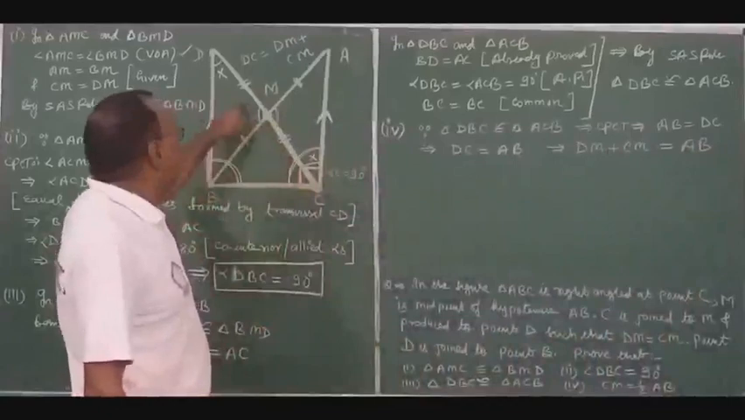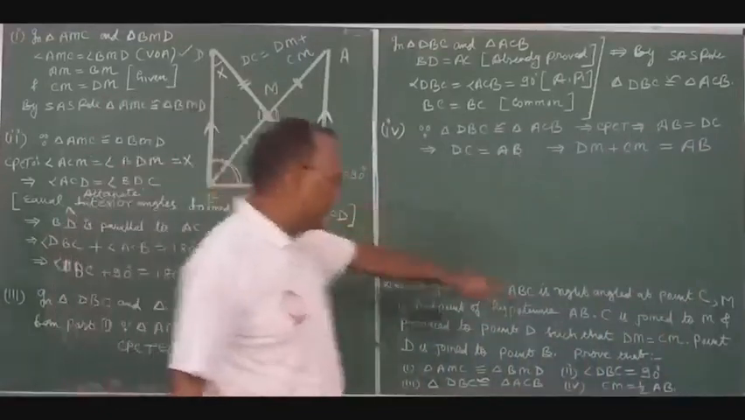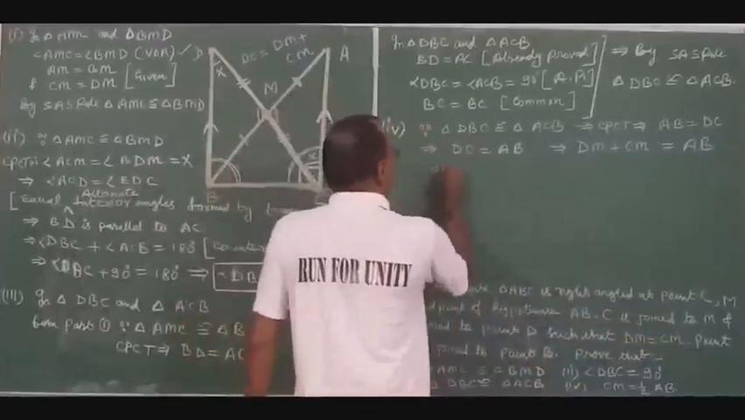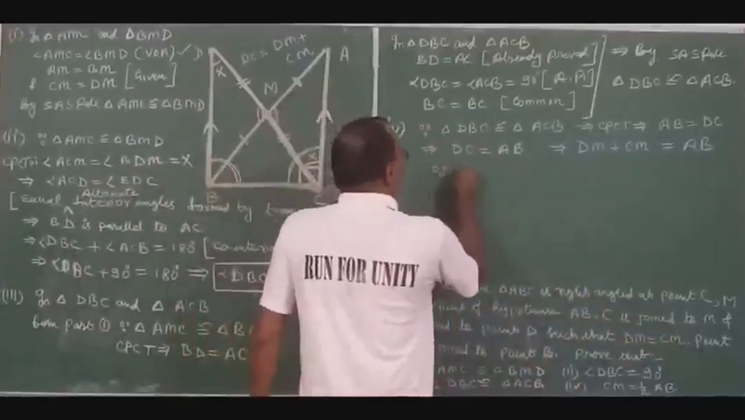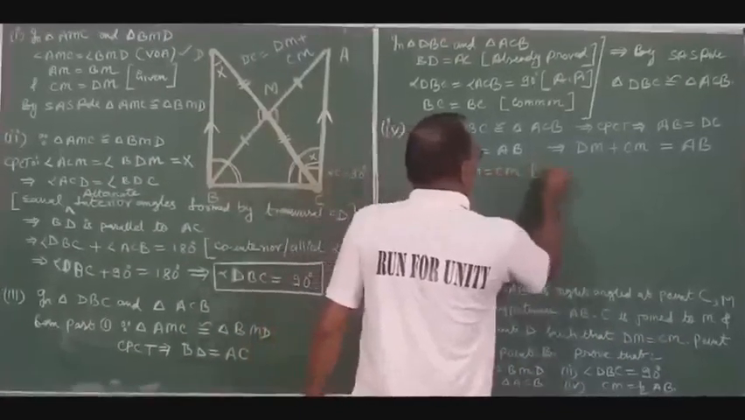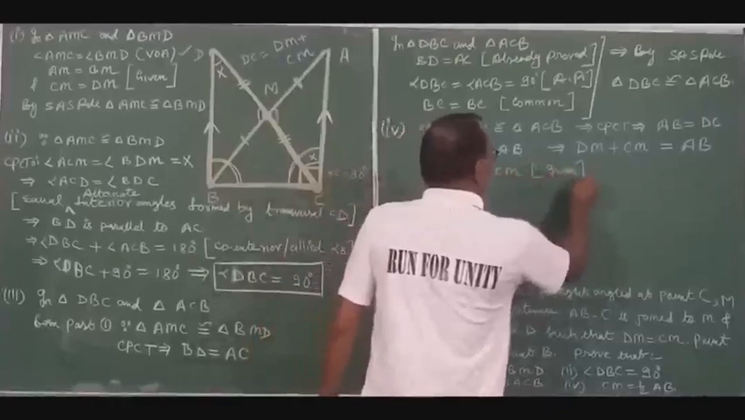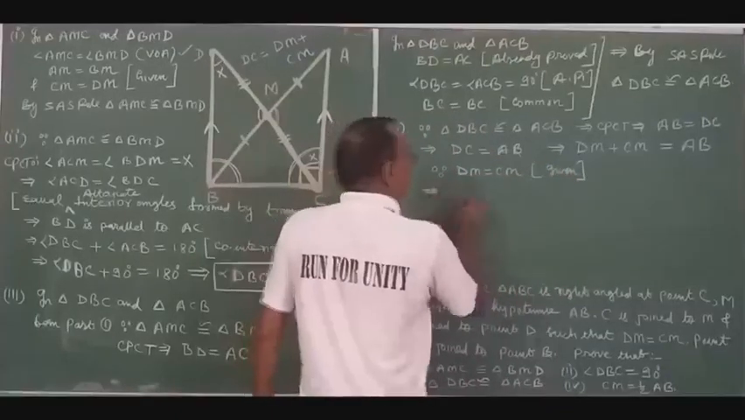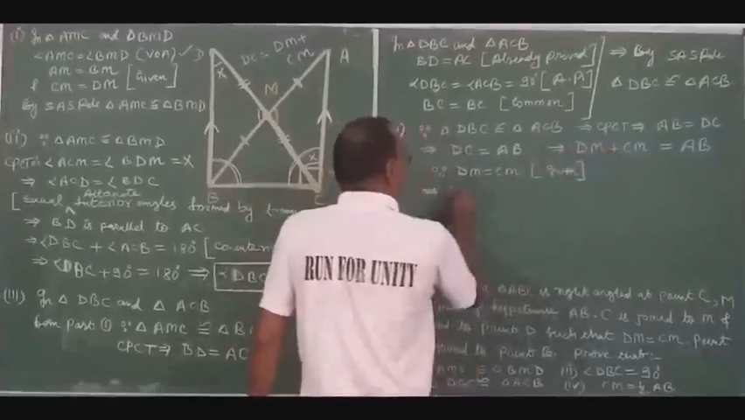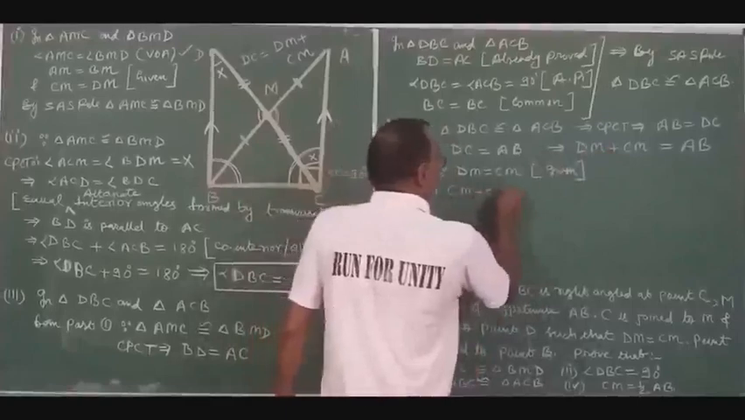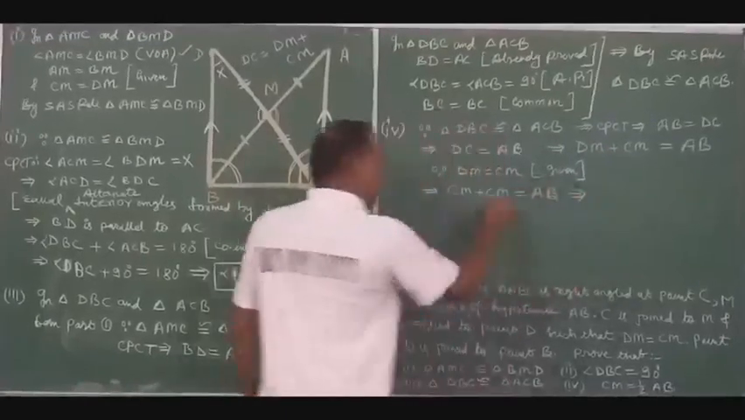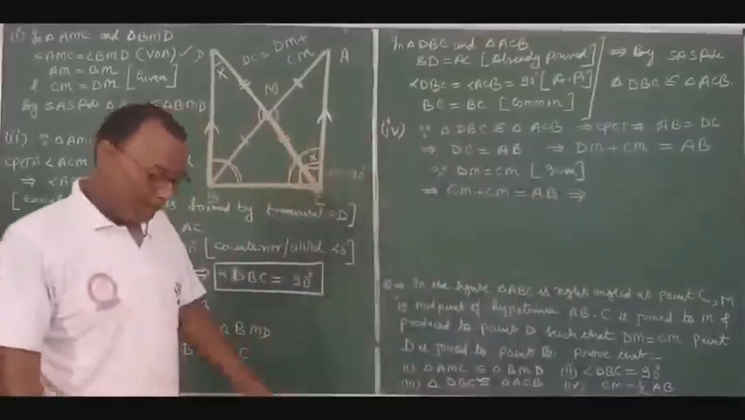Now just look here. This CM is given equal to DM. Since DM is given equal to CM, this DM can be replaced by CM. So what will happen here? CM plus CM is equal to AB.